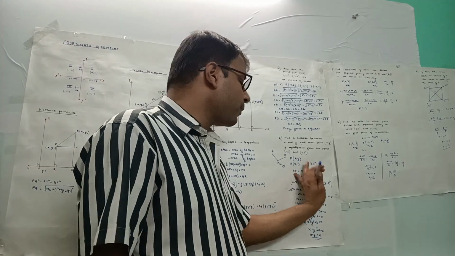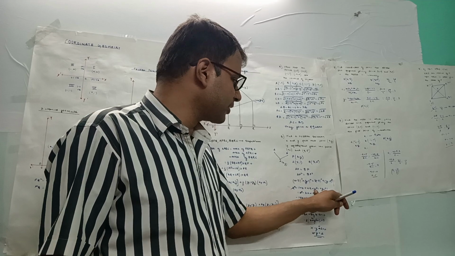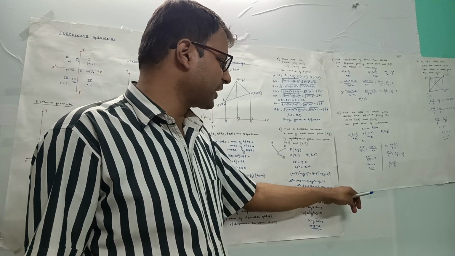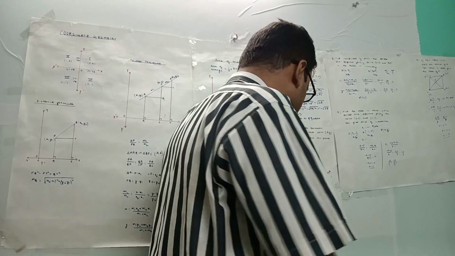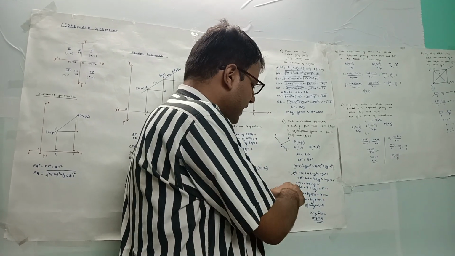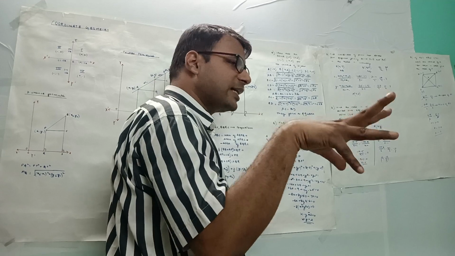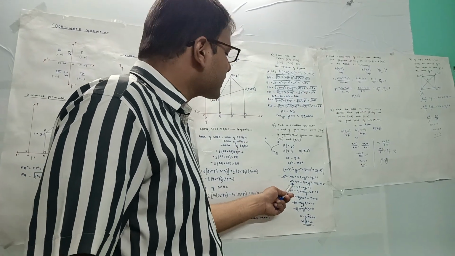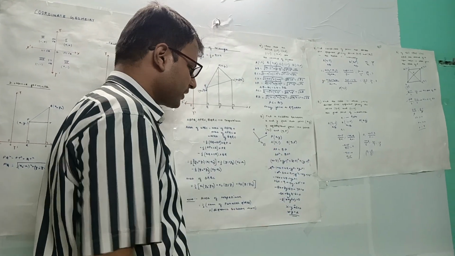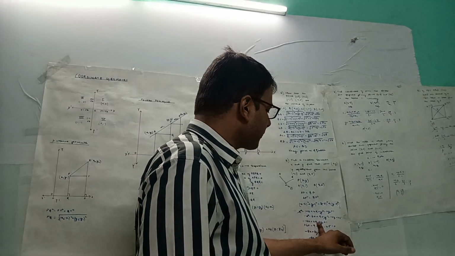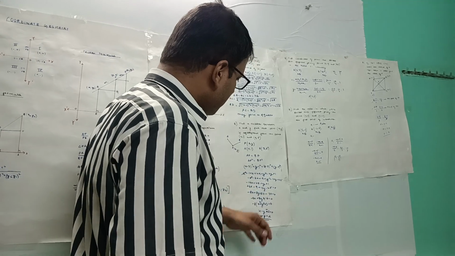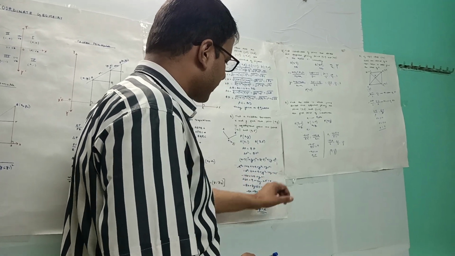Clear? Open the brackets. x square minus 14x plus 49 plus y square minus 2y plus 1 equals x square minus 6x plus 9 plus y square minus 10y plus 25. Clear everyone? Now we will just eliminate x square and y square because they are on both sides of this equation. If we transpose, x square will come here, y square will come here, and both will get eliminated. I directly eliminate them: minus 14x plus 49 minus 2y plus 1 equals minus 6x plus 9 minus 10y plus 25.